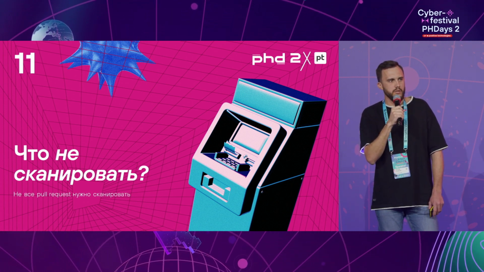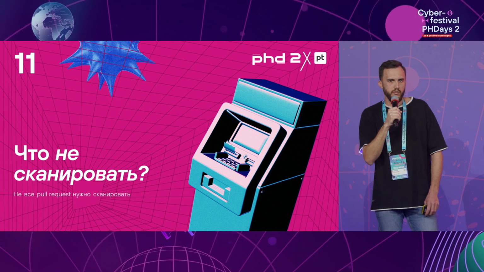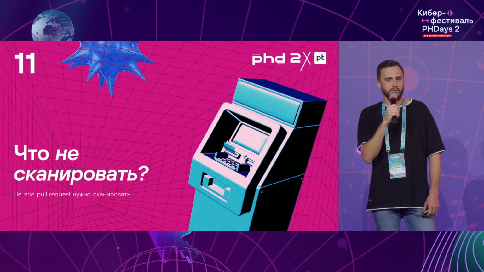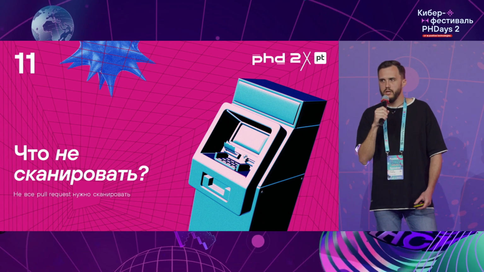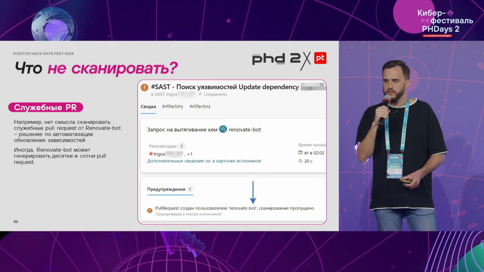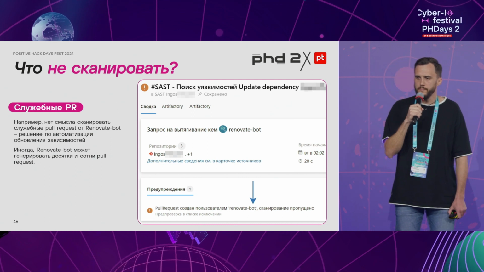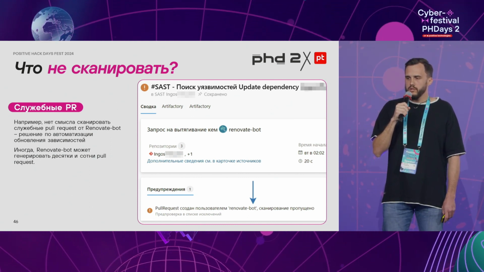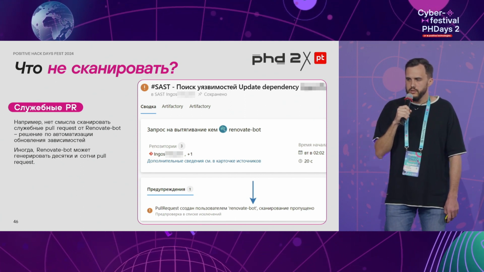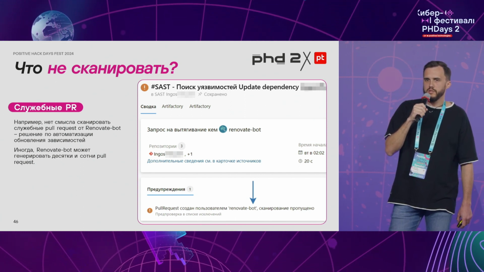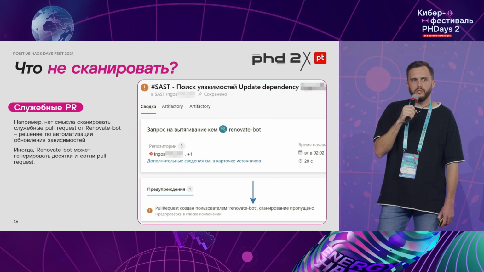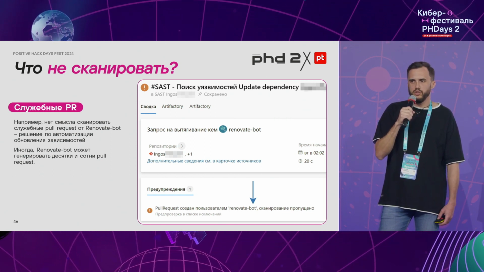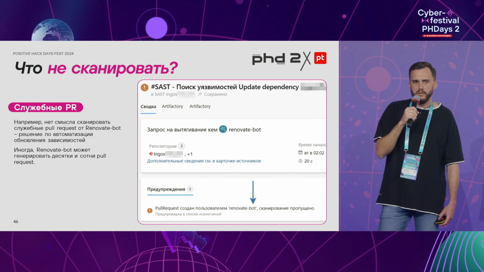What shouldn't be scanned? As we found out, we shouldn't scan everything with SAST. There are cases when there's a lot of different changes that might happen, and they don't have to be scanned. For example, there is a small service, Renovate Bot. It updates dependencies. We use it to update our internal libraries, not only the external ones.